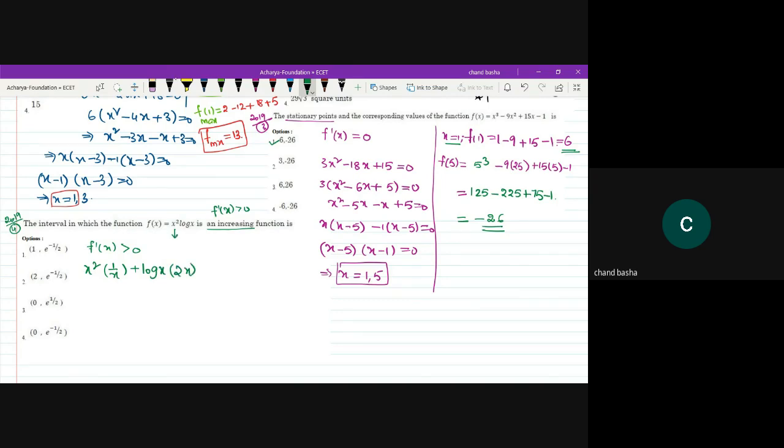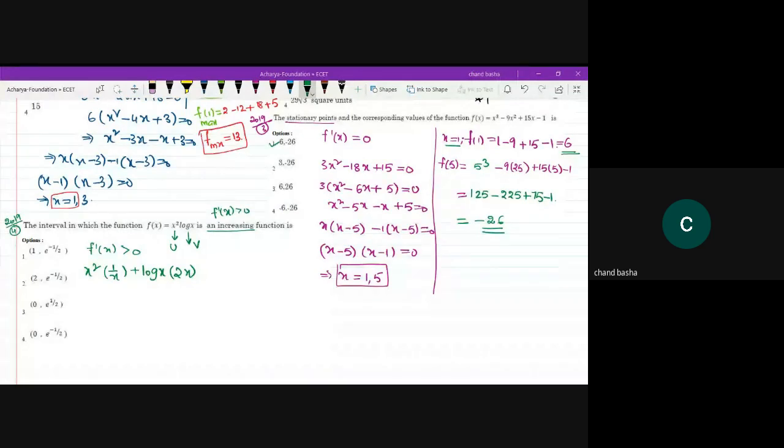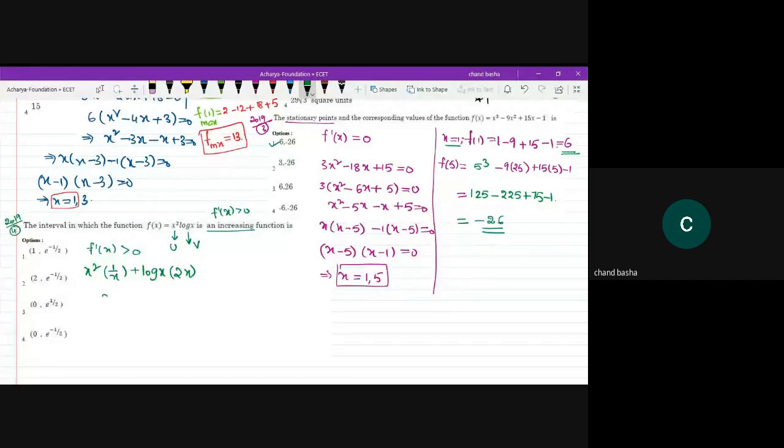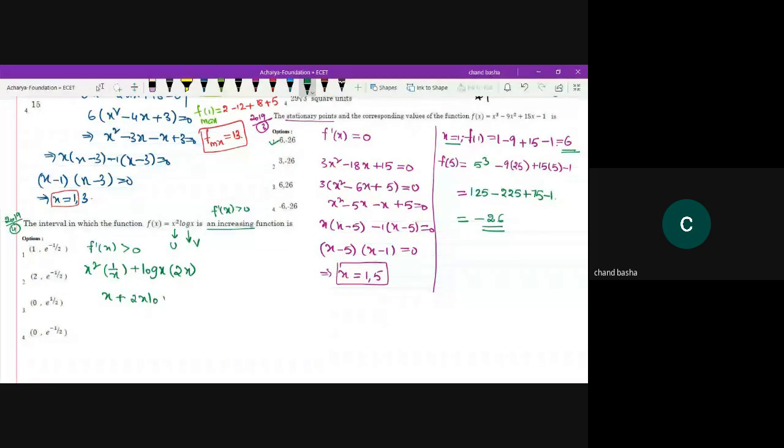You can make use of the UV formula, the product rule: U differentiation of V plus V differentiation of U. The 1 by x will get cancelled. x plus 2x log x, which is greater than 0 for an increasing function. Let's take x as common. x into 1 plus 2 times log x, which is greater than 0.